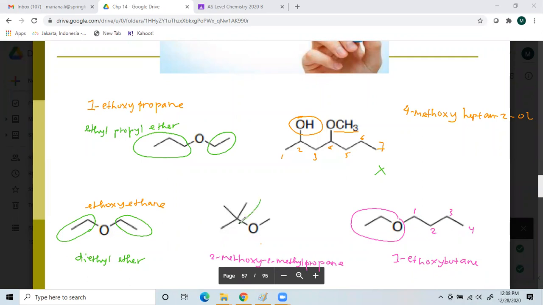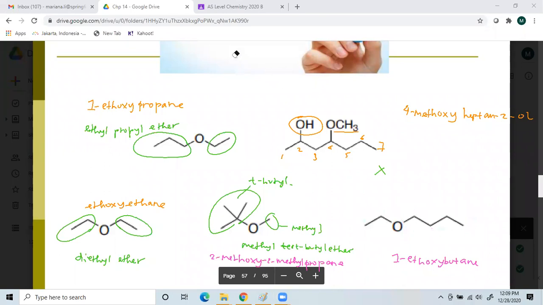group. Okay, so what's the trivial name for this? This is methyl because 1 C. How about this? This is tertiary butyl, right? So the name would be, M comes first, methyl tertiary butyl ether. Okay, the last. What's the name? This and this. This is ethyl, 2 C's. 1, 2, 3, 4, this is butyl. B comes first. So butyl ethyl ether.